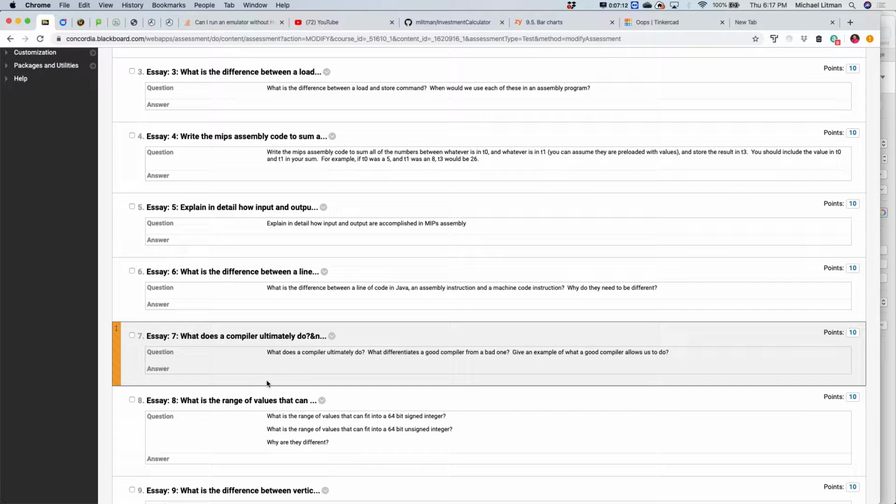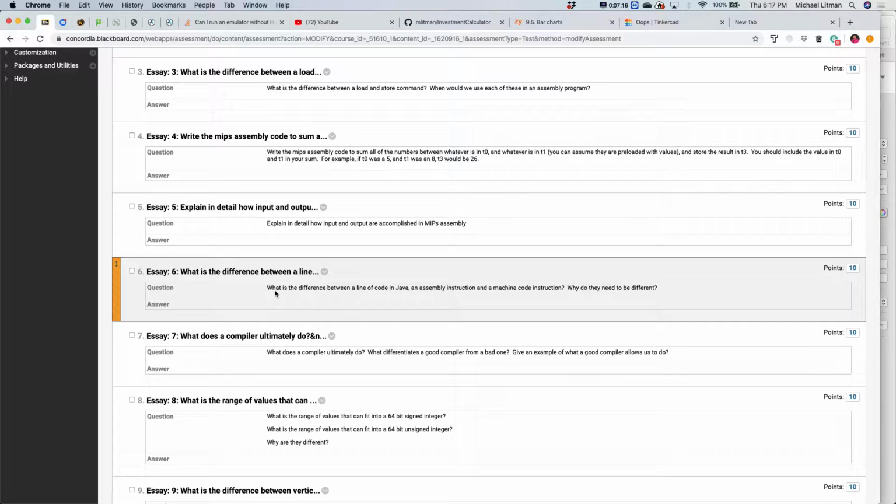What does a compiler ultimately do? Why do they need to be different? Human beings like using power tools, so we like high-level languages where we write one line of code and it translates into a whole bunch of magic tricks on the CPU. Assembly code is still human writable, but it allows us to work with the CPU at a very, very granular level if we wanted to.